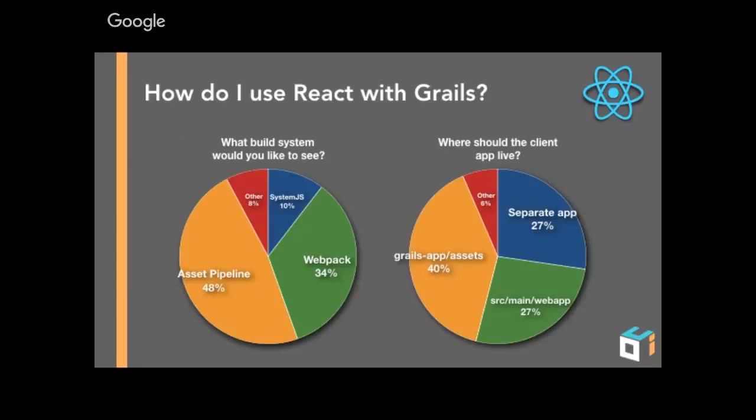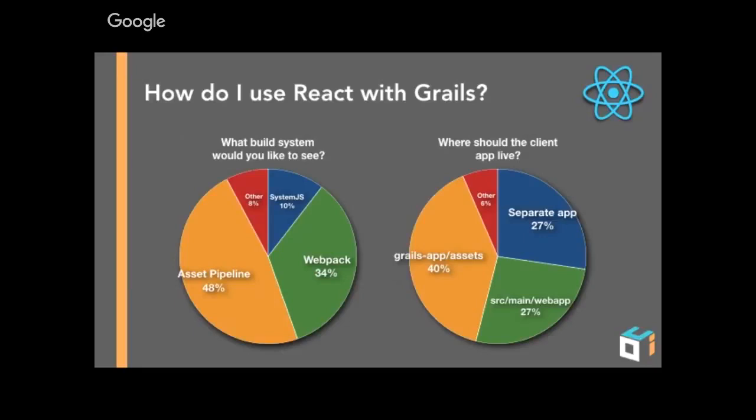And even among Grails folks, there were a lot of people who were leaning away from the asset pipeline, which has been the Grails way of handling front-end assets for quite a while. And so a lot of folks were interested in Webpack. The first question here is, which build system would you like to see? Do you want to use the asset pipeline or Webpack or System.js?